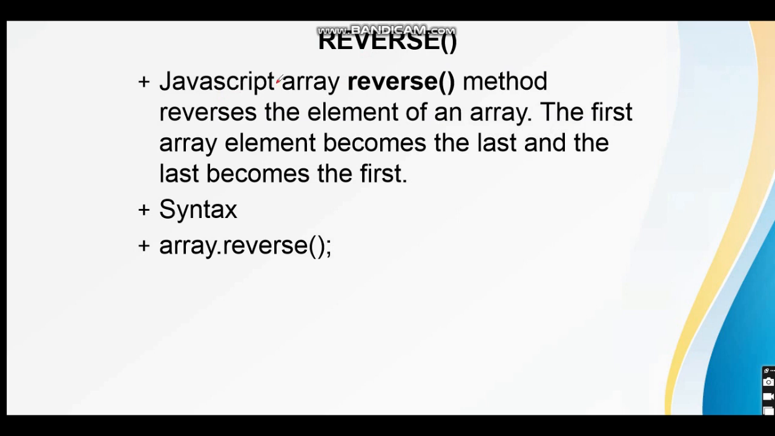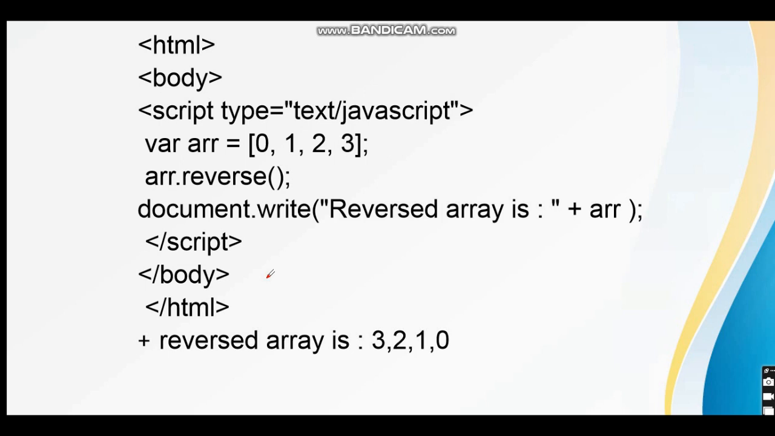Reverse, okay? The JavaScript array reverse method reverses the elements of an array. The first element becomes the last and the last becomes the first. The syntax is this, array.reverse, okay? This reverse method is going to reverse the elements of an array. That means first becomes last and last becomes first. So this is the example of reverse.